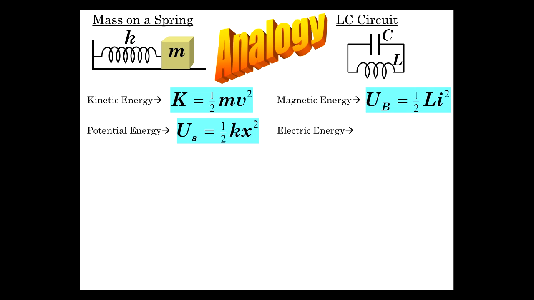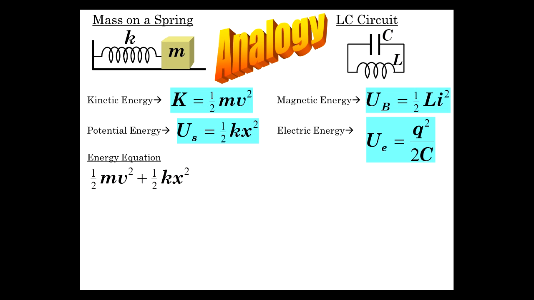For the spring, potential energy is 1/2 kx squared. The electric potential energy stored in the capacitor is U = 1/2 q squared over C. Remember, k is like 1 over C. There it is. So now the energy, 1/2 mv squared plus 1/2 kx squared, is the maximum value of the potential energy.